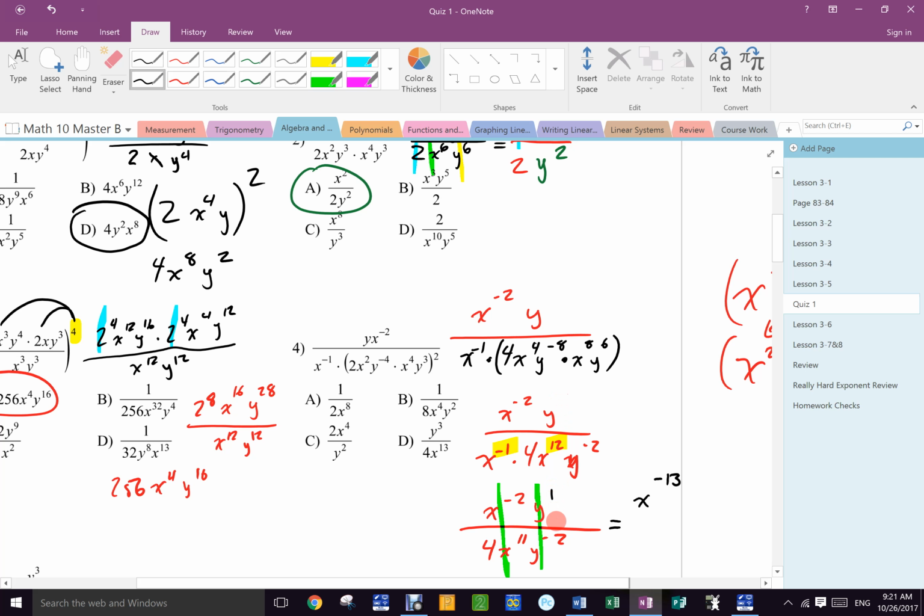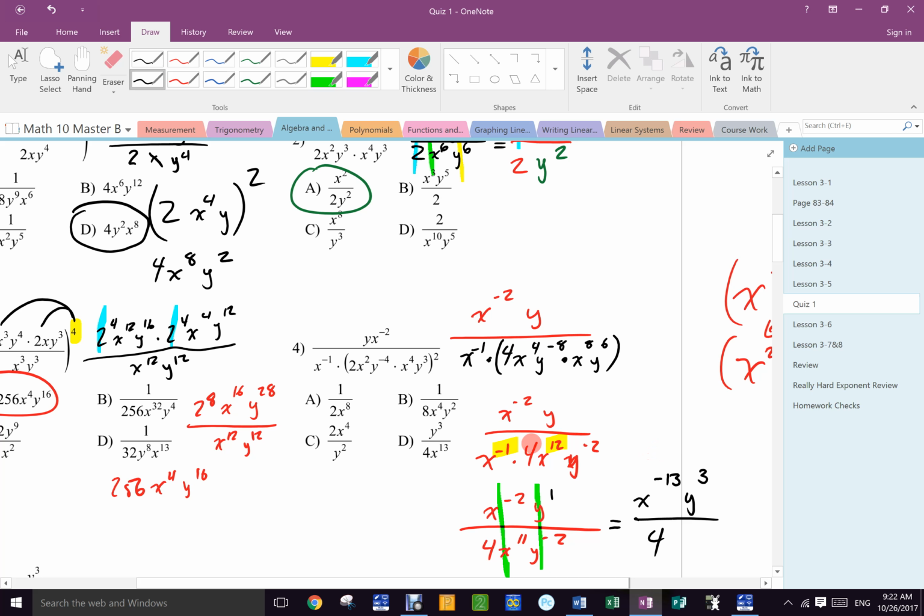1. What's 1 minus 2? Negative 1. Two minuses, Daniel. 1 minus 2 is 1 plus 2, right? Yeah. So what is it? Y to the 3. And my 4 was already living down in the denominator, yes? Yeah.